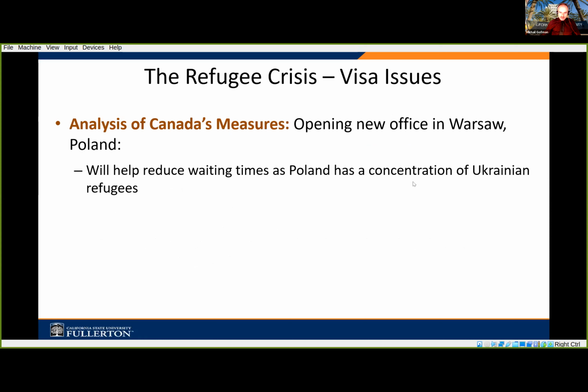Like we said before, opening an office in Poland will be useful because a lot of Ukrainians, when they flee the crisis, cross the border into Poland and then seek asylum in other countries. So the availability of Canada's office for scanning biometrics can be very useful because those seeking asylum in Canada can easily do it there. And again, there's a very high concentration of Ukrainian refugees in Poland.